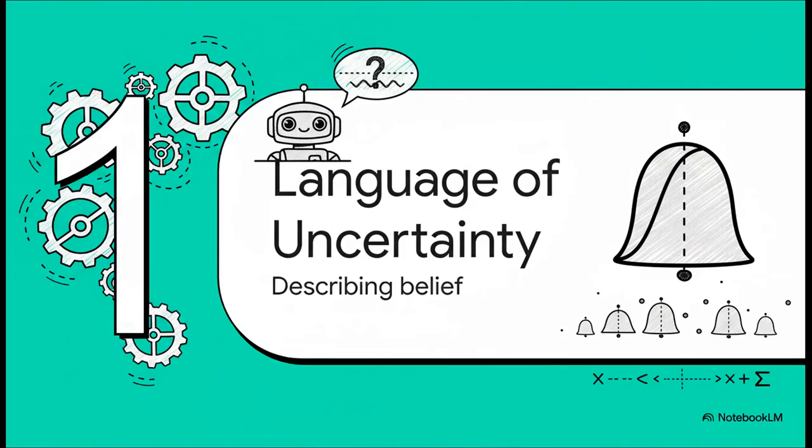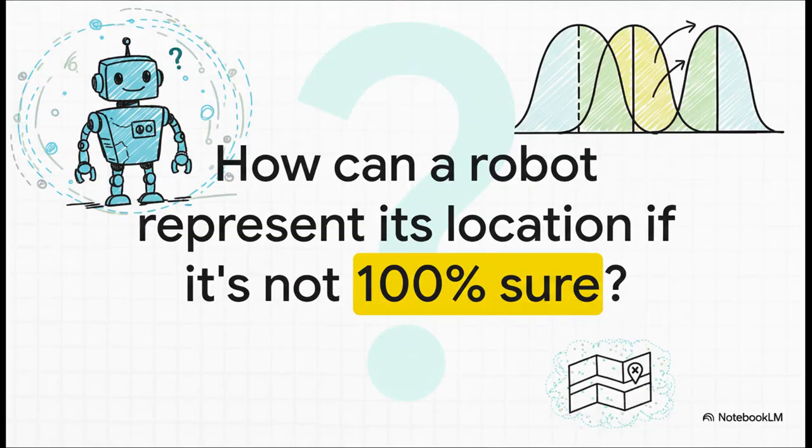Okay, first things first. Before a robot can start figuring out where it is, it needs a way to describe its own confusion. It needs a language for uncertainty. And for that, we're going to use a familiar friend, the good old bell curve. This is the fundamental problem, right? A robot never knows exactly where it is. There's always some doubt. So how does it hold that idea of, I think I'm here, but I could be a little bit over there, in its computer brain?